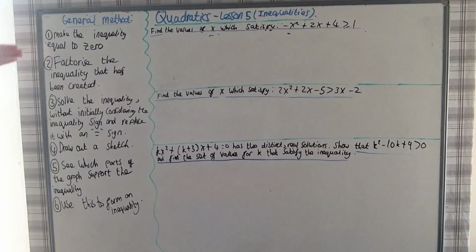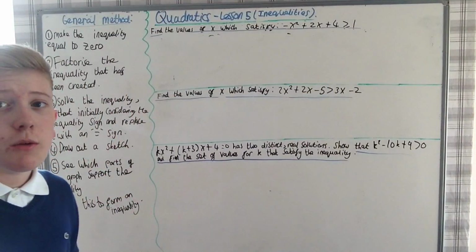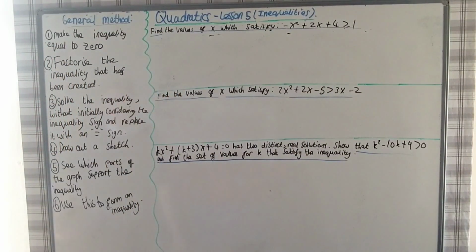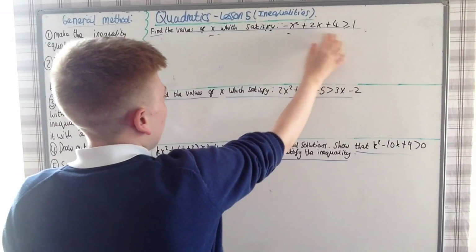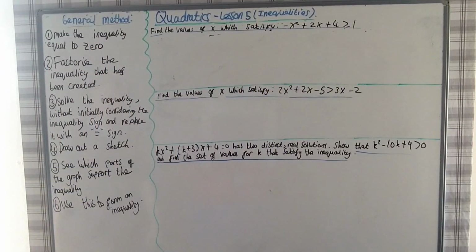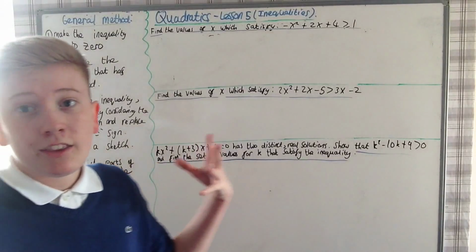But there's a general method for solving quadratic inequalities, and I'm going to go through this with you before we go through some examples. The first thing we do is make the inequality equal to 0. What I mean is we get 0 on one side of the equation, just like when we're factorising any quadratic. The second thing we do is factorise that, then solve the inequality without considering the inequality sign. So we pretend that what we have is equal to 0, so that we can then draw a sketch. We can then see from the sketch which parts of the graph support the inequality, and we can use that to form an answer, an inequality.